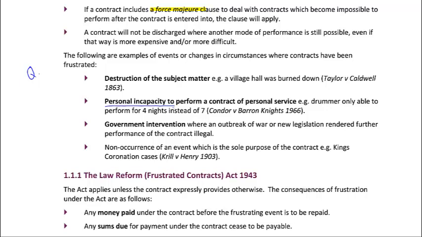And then finally, non-occurrence of an event. Now, the thing there is the event must be the sole purpose of the contract. And the lead cases there are to do with the King's coronation. In that case, a room was let so that the contracting parties could sit in the room and watch the coronation procession walk past the room, a bit like we saw with the royal wedding. And because the king was ill on the day of his coronation, the procession was cancelled. And for that reason, the contract was frustrated because it was for the purpose of viewing the procession.